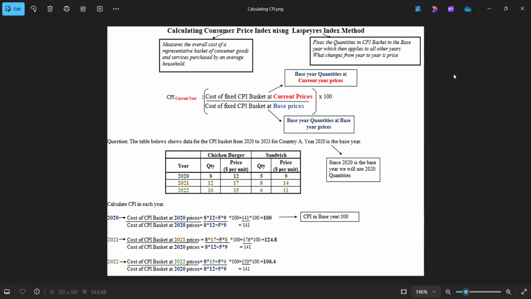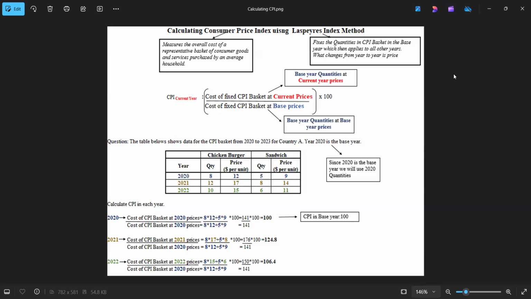What changes from one year to the other year is going to be the price, because the quantity weights that we're going to be using when making use of the Laspeyres Index method is the base year quantity. So the CPI in the current year is going to be the cost of the fixed CPI basket at current year prices, which is basically base year quantities at current year prices, divided by the cost of the fixed CPI basket at base year prices. So we're computing base year quantities at base year prices.